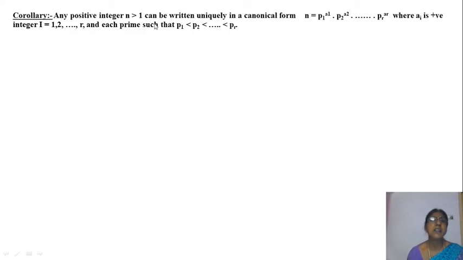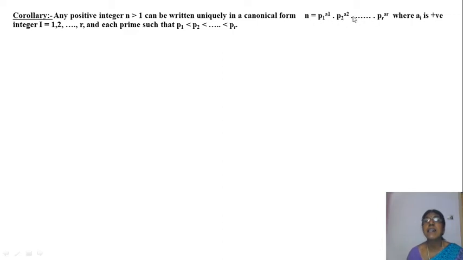What does it mean? We take n as a positive integer. It can be uniquely expressed in canonical form. This form is called canonical form. What is that? N is equal to p1 power a1 into p2 power a2 and so on. Here p1 is the first prime, the least value, then p2 is next greater than this, next greater than this.